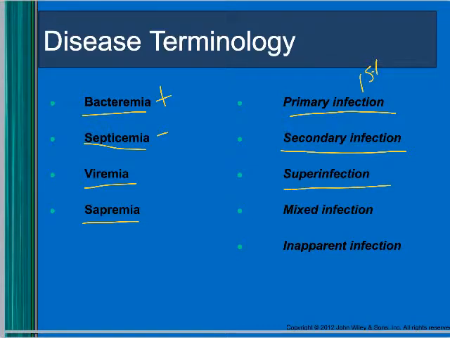Okay, superinfection we talked about. So that's when the microflora are messed up, and an opportunist takes over. Mixed infection means there's more than one organism, and then inapparent means it's not obvious that there is an infection there. So that could be something like HIV.